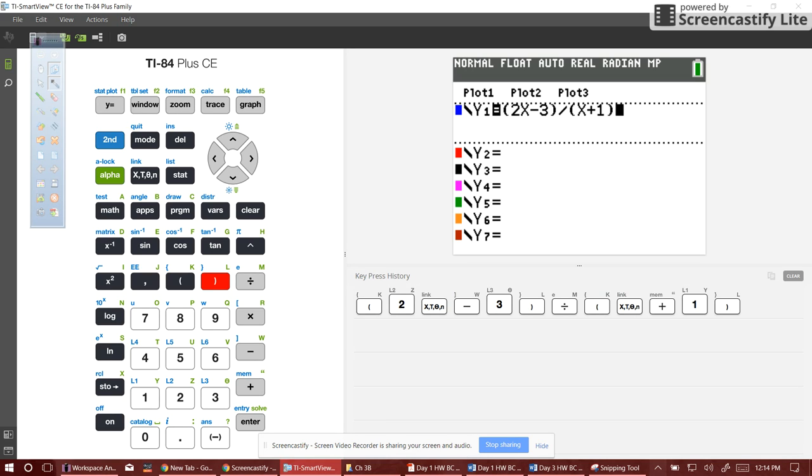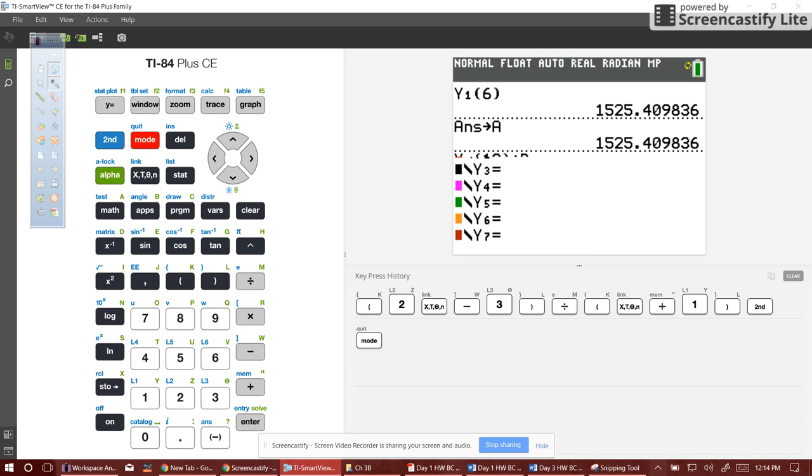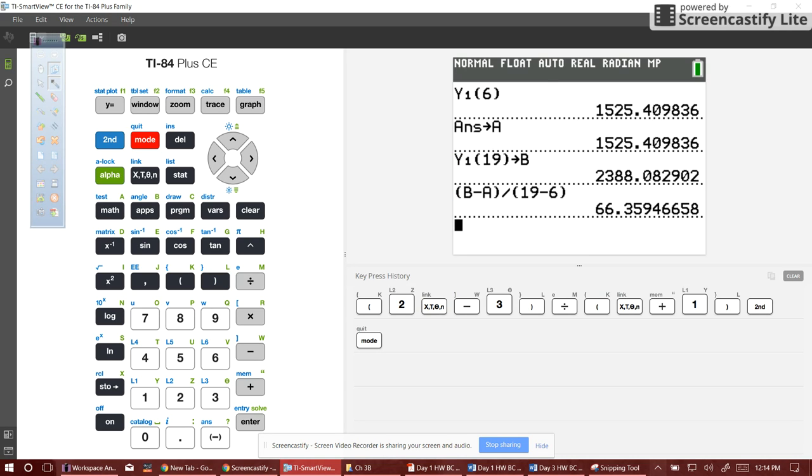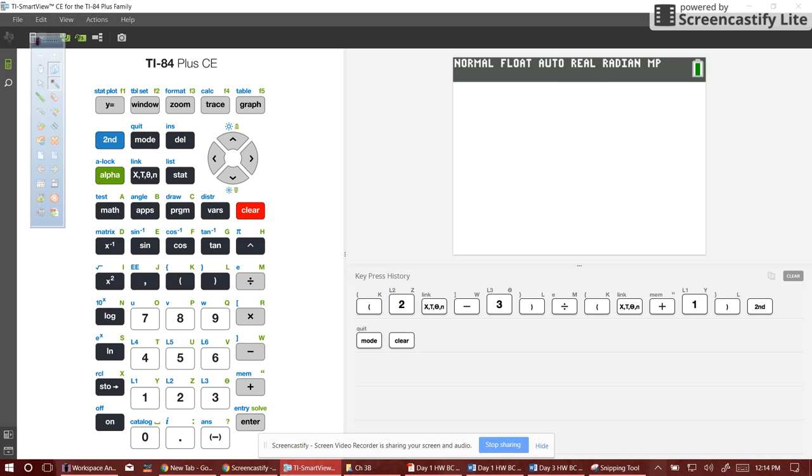Now from this screen, I'm going to get those two values from my home screen. So I'm going to do second quit, which will bring you to my home screen. And you'll see I have some stuff there. So I'm just going to go ahead and hit clear to get that out of there.